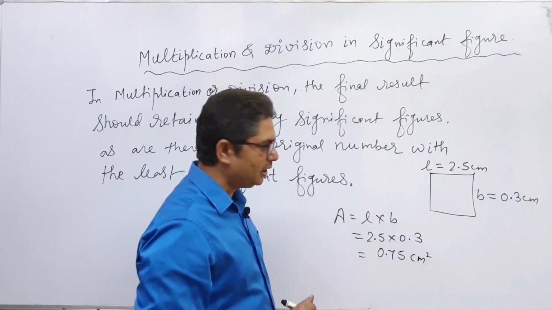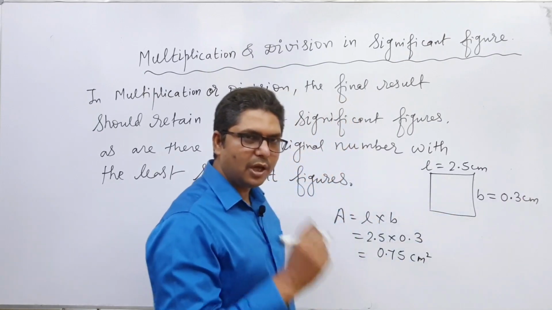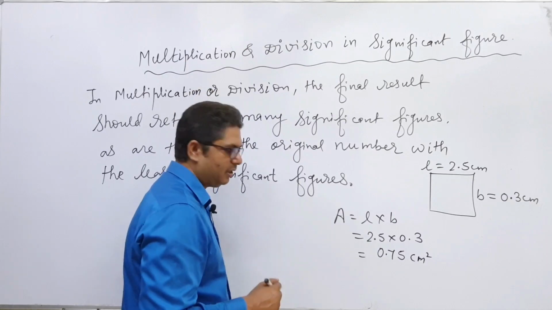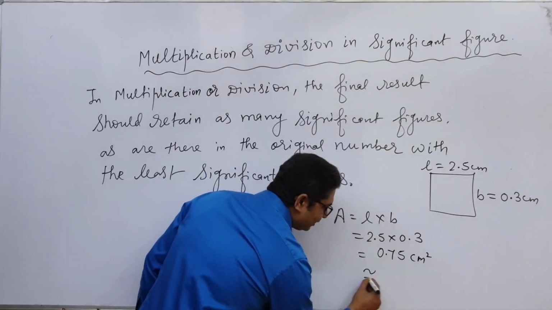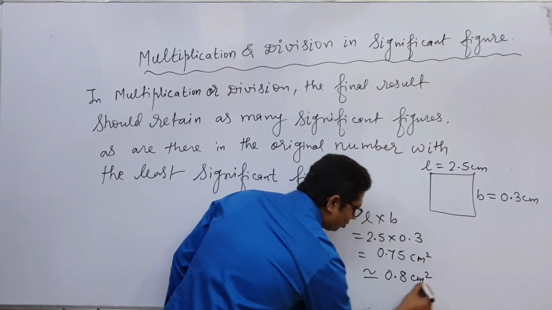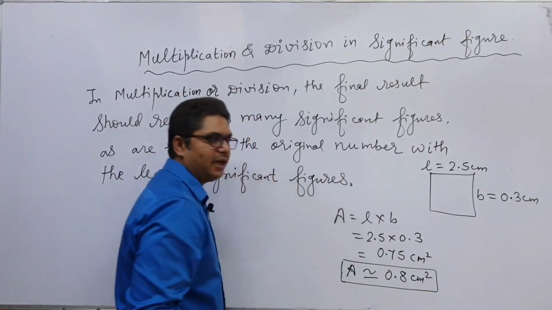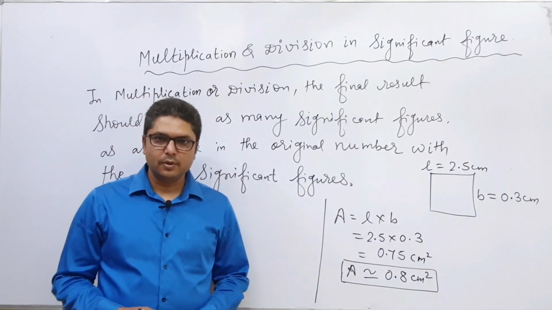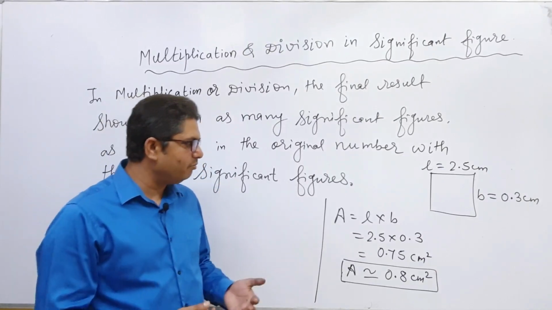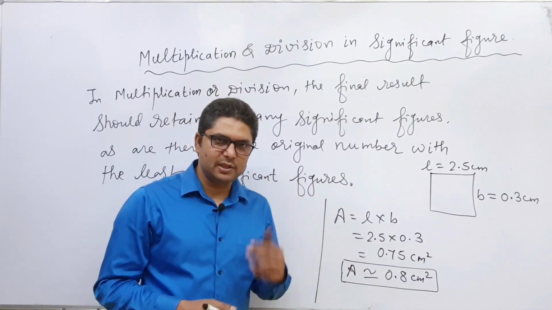But as you see in the question, here you have 2 significant figures and here you have 1 significant figure. So the answer should be written in the least significant figures, that is in 1 significant figure. So you have to write the answer is 0.8 centimeter square. This is the answer using proper significant figures. I have just given you an example where we are involved with multiplication. Let us see another example where we are involved with division.